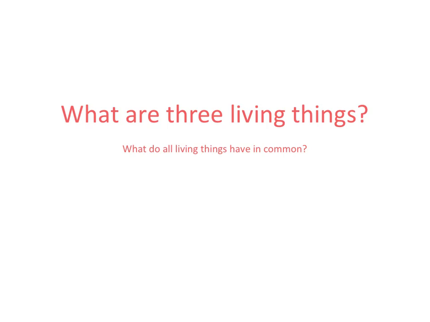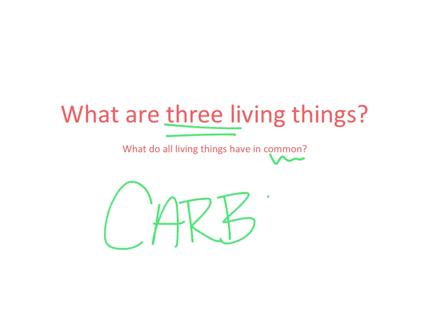So once you start out on the right-hand side there on the top, just list 3 things that are living. Okay? List out 3 things. And as you do that, think about what those 3 things have in common. Of course, they're living, but they're all going to have one thing in common, and that is carbon.